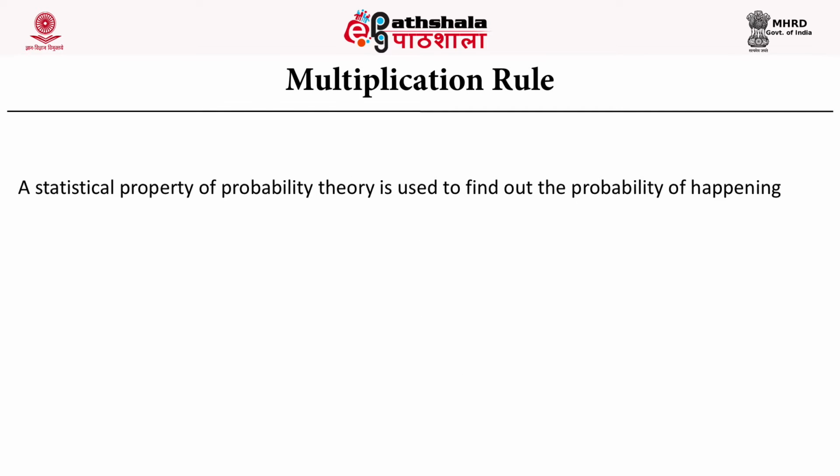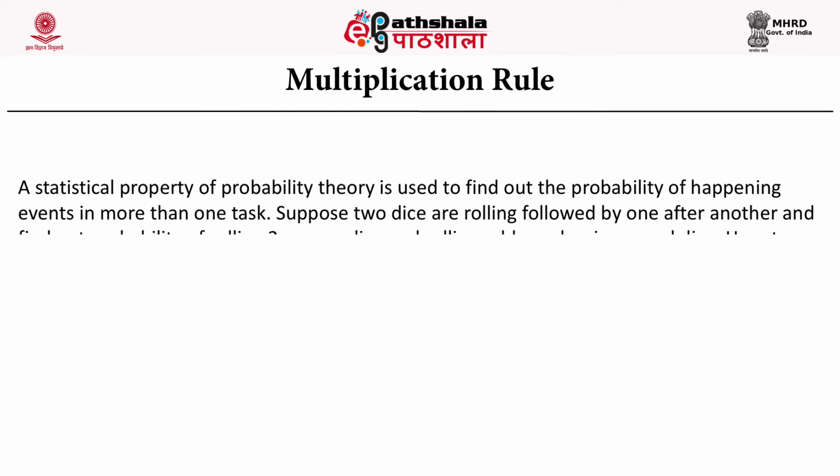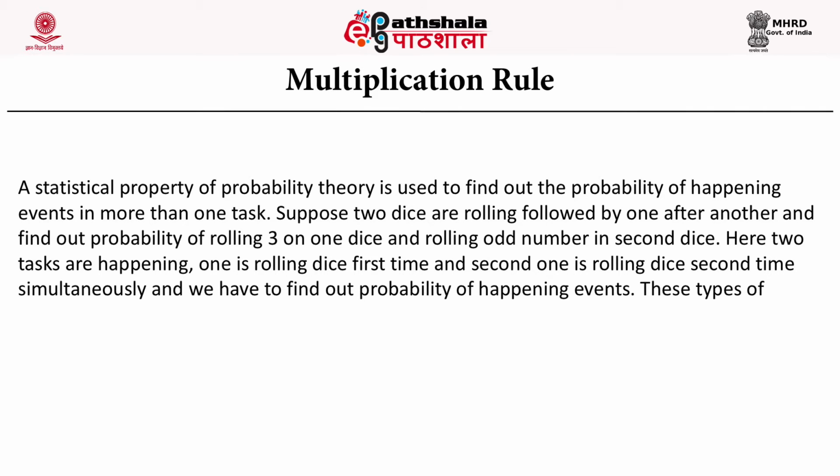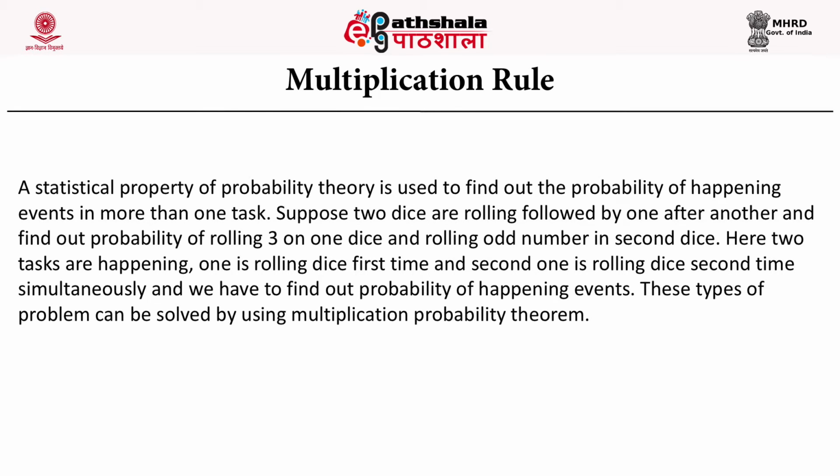Now we will start a new topic, that is the multiplication rule. Statistical probability or probability theory is used to find the probability of an event happening in more than one task. Suppose two dice are rolled one after another, and we are interested in finding the probability of rolling 3 on one dice and rolling an odd number on the second dice. Here two tasks are happening: one is rolling the dice the first time and the second is rolling the dice the second time, and we have to find the probability of the event happening. These types of probability can be solved by using the multiplication probability theorem.